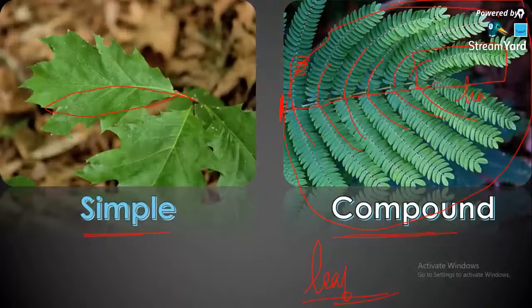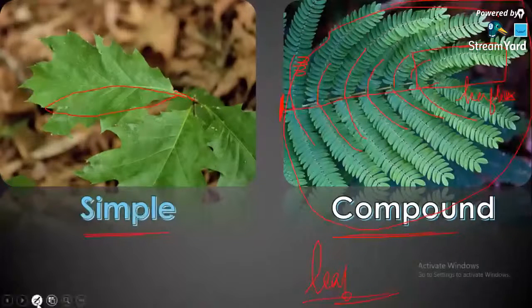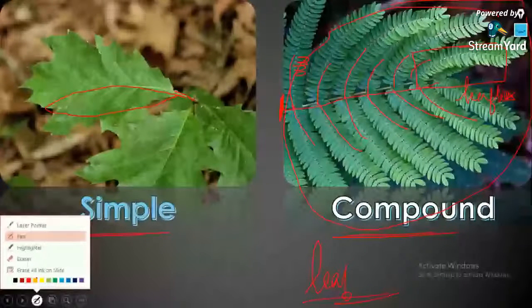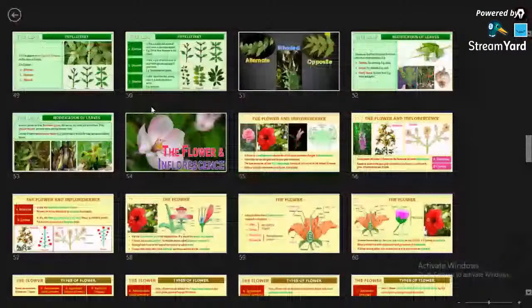From here I'll explain in detail in the next class. I have a small portion to complete up to here. In the next class, we will begin with flower and inflorescence.